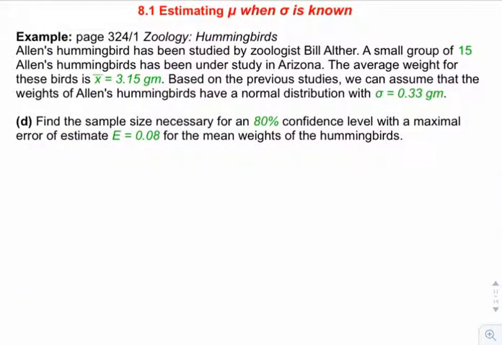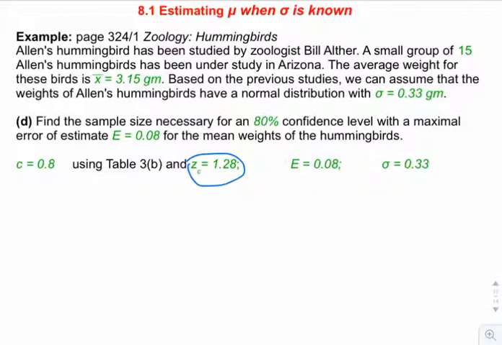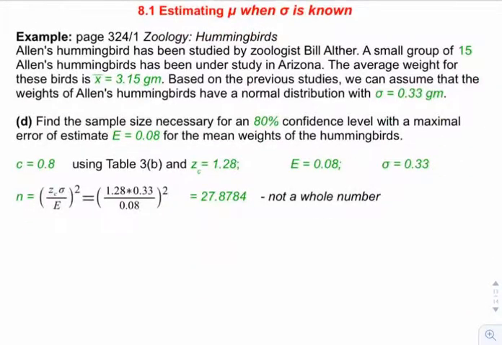So now we're looking at a slightly different problem with the same setup. We'd like to find the sample size, so we're looking for n. In this case, we would like to be 80% confident with a maximum level of error of 0.08. So here is our c, and they're giving us the E. So we have a formula for n. c is 0.8, so our z_c, again, is 1.28. The error is given to us in this case. We use the same standard deviation as before.